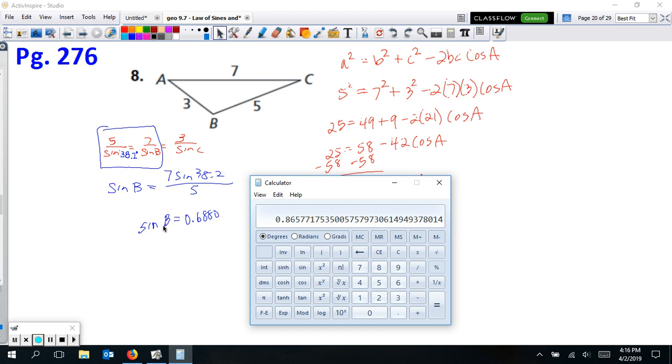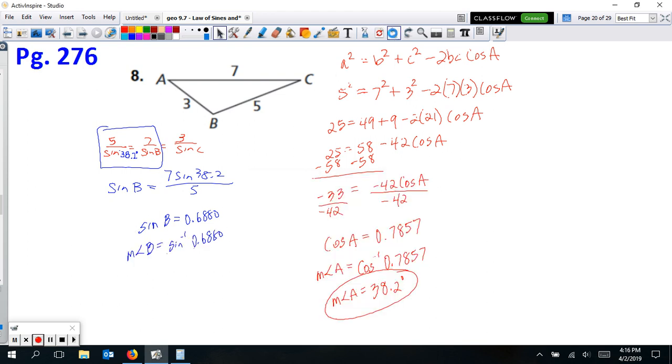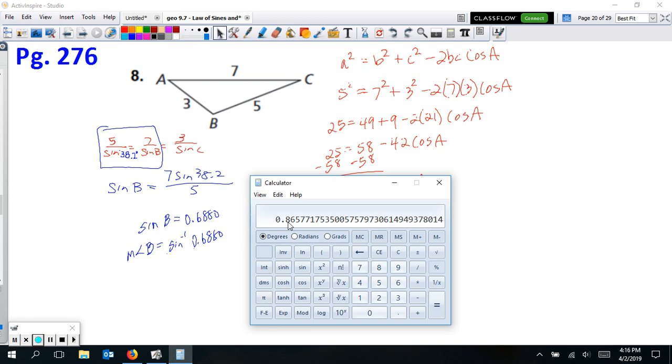But then we again want to zap. If we're trying to find this, we're trying to basically free the measure of the angle, we need to zap both sides with the inverse sine. That will undo this sine here and free the measure of the angle. And so I have measure of angle B is equal to the inverse sine of this number. But again, don't write this number. Write the other number, which is this number here, 0.8658.